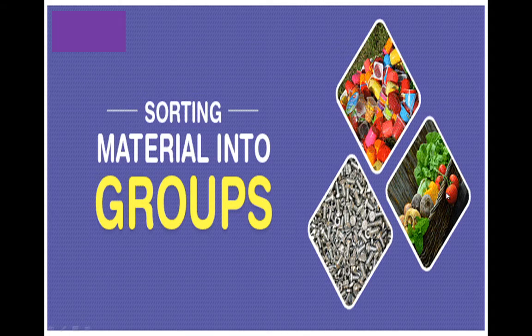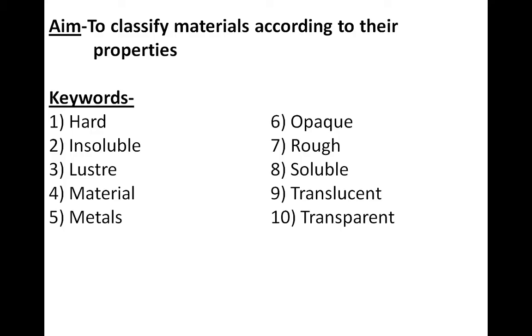Hello everyone. Let's start our fourth lesson, which is named sorting material into groups. Before we start our lesson, open your notebook and write the aim and the keywords of this lesson. The aim of the lesson is to classify materials according to their property.